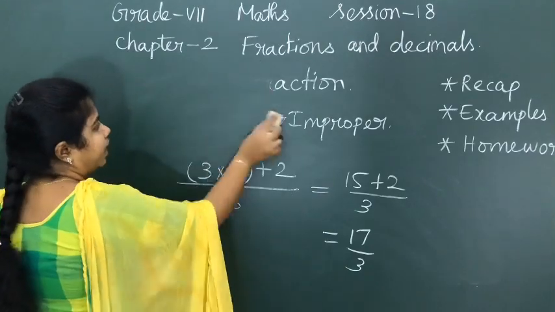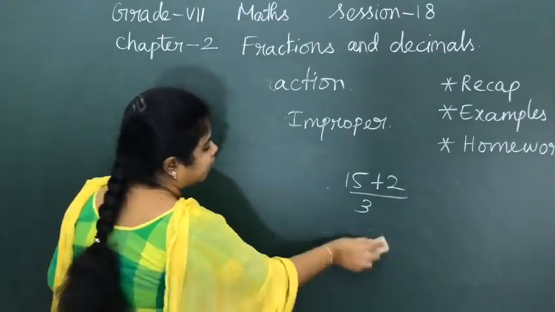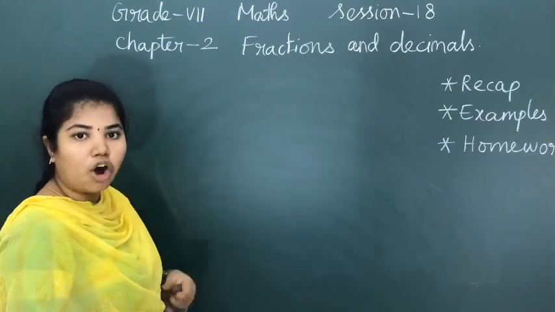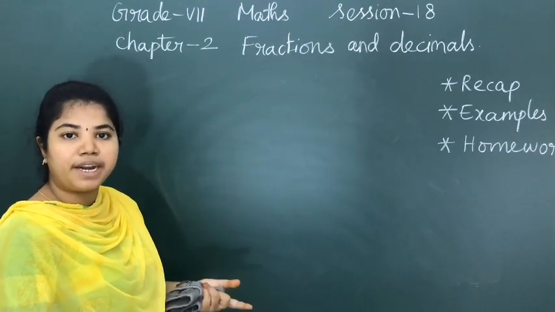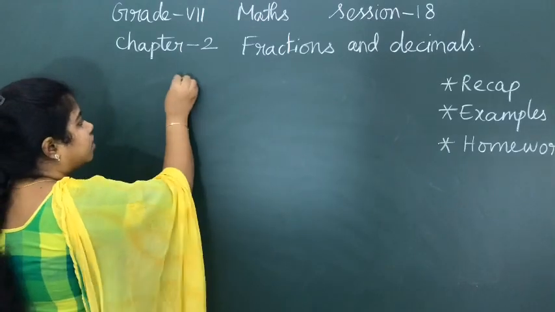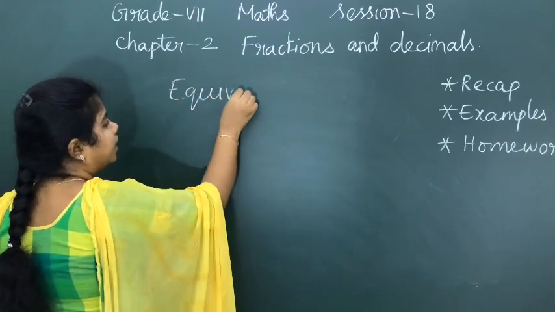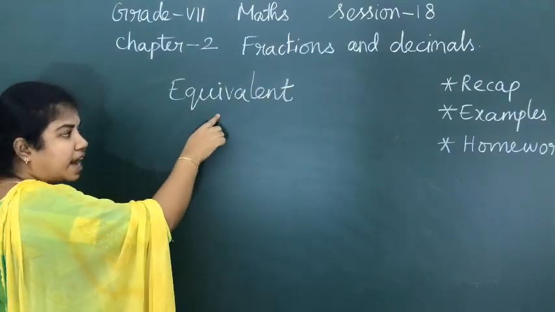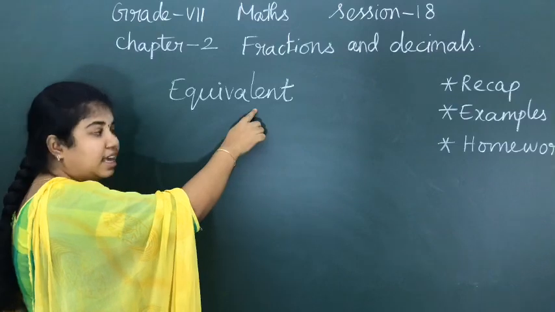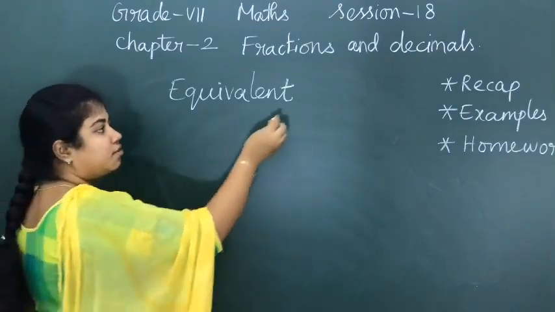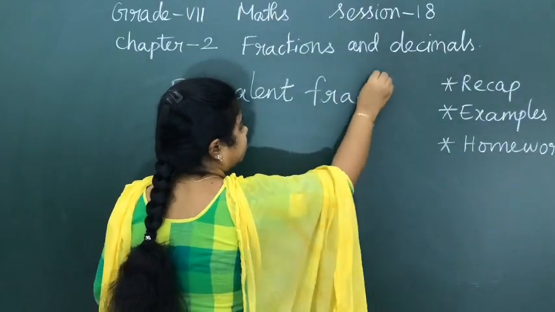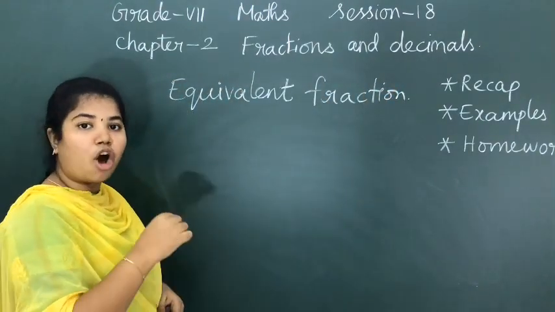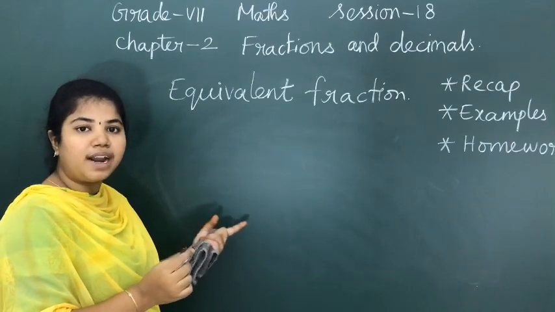What is the next fraction? It is equivalent fraction. In an equivalent fraction, you multiply or divide the numerator and denominator by the same number. What is the spelling of equivalent? E-Q-U-I-V-A-L-E-N-T. Equivalent fraction.